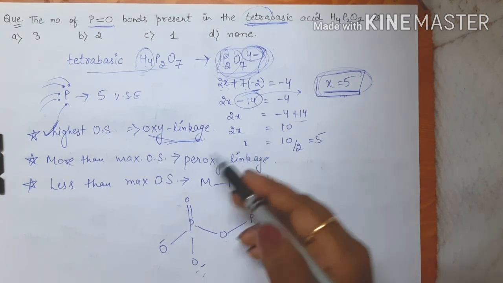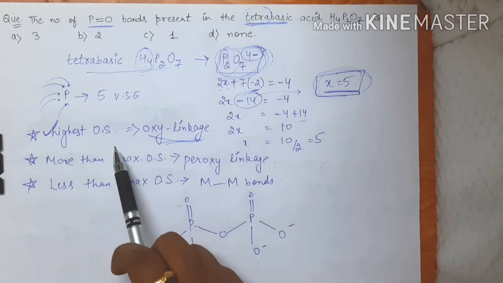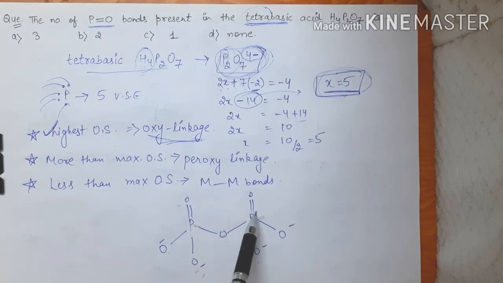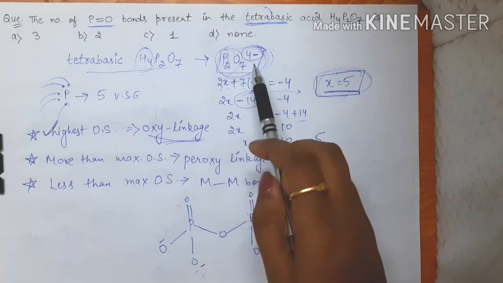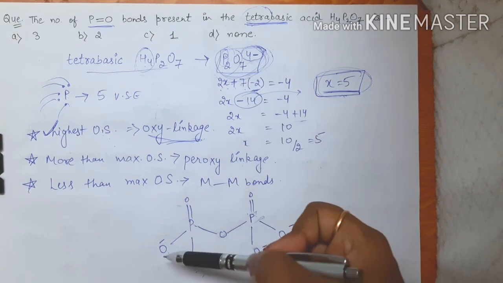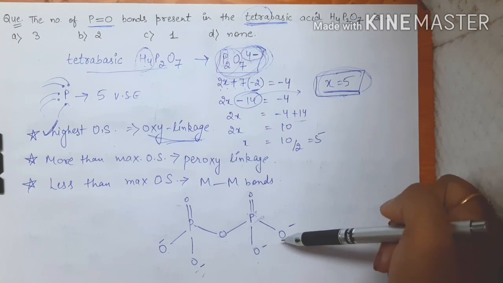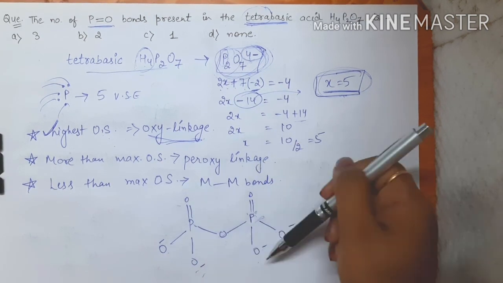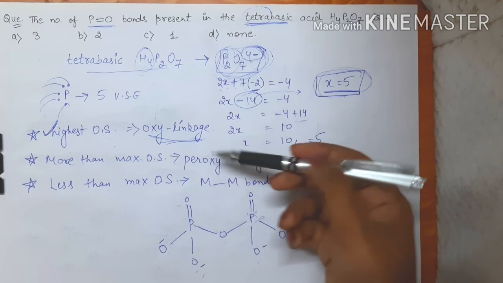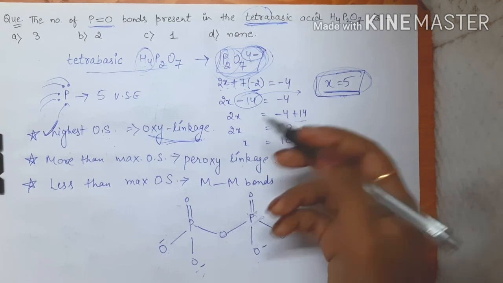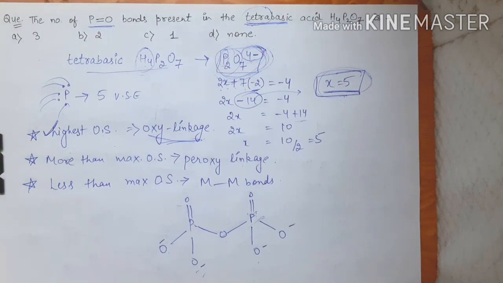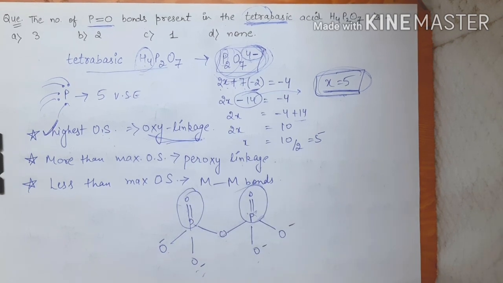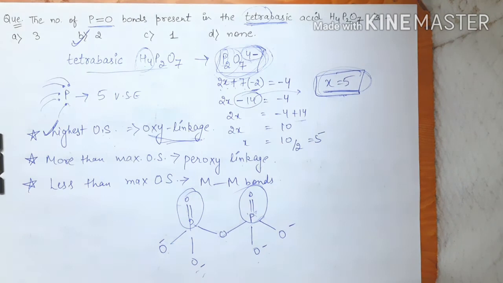What we have done is, first we found this is the case of highest oxidation state where we can find the oxy linkage, then we made one oxy linkage between 2 phosphorus, then we found that there is minus 4 charge, we distributed this minus 4 charge symmetrically on 4 oxygens, and we distributed these 4 oxygens to each phosphorus. The remaining 2 oxygens are doubly bonded with the phosphorus. So this is the structure of this molecule. Now in this structure there are 2 phosphorus oxygen double bonds present. So the correct option is option B.